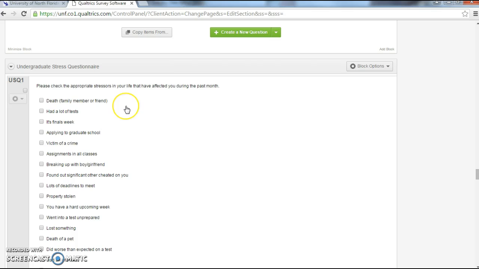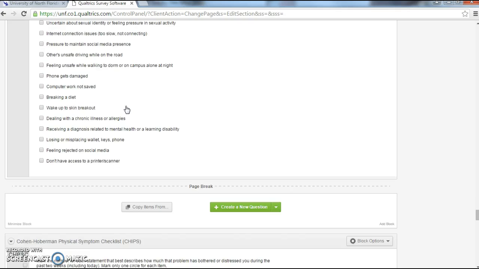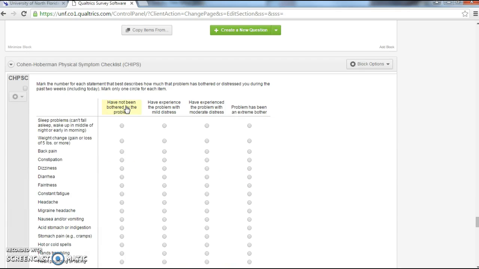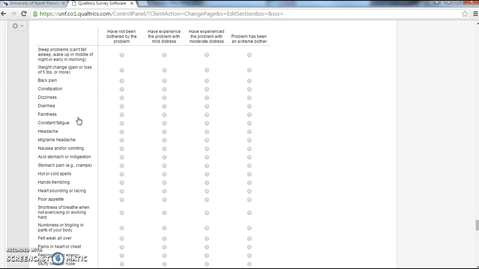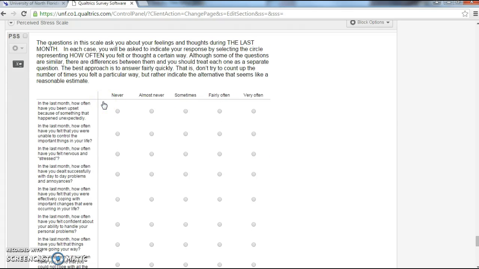Then we had the undergraduate stress questionnaire. Now this is a checklist that includes both major life events as well as daily hassles that the typical undergraduate goes through. Then we had a physical symptom checklist, so we could see what kind of health problems people are having and how much it's bothering them. And then finally we had the perceived stress questionnaire.